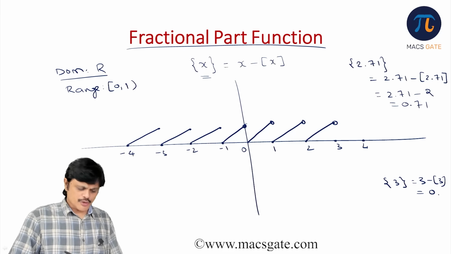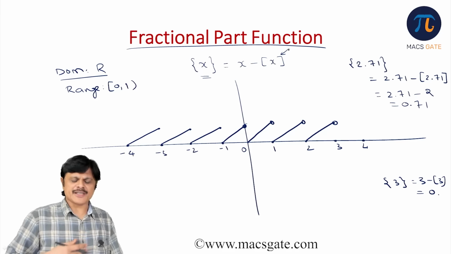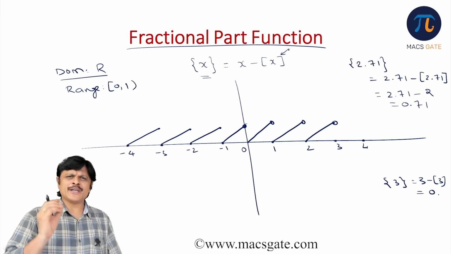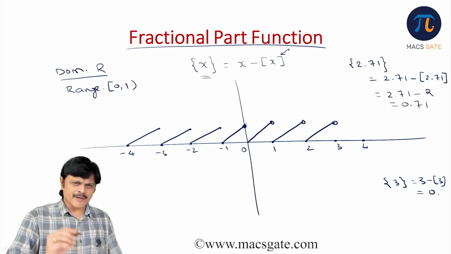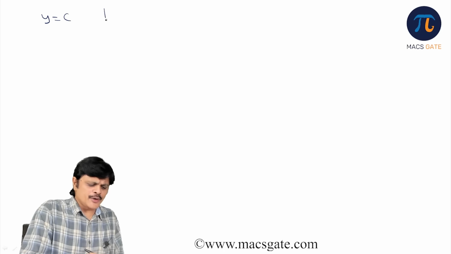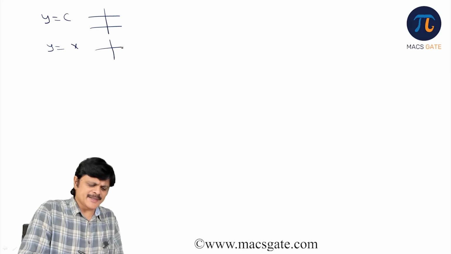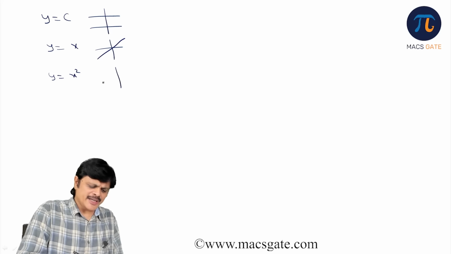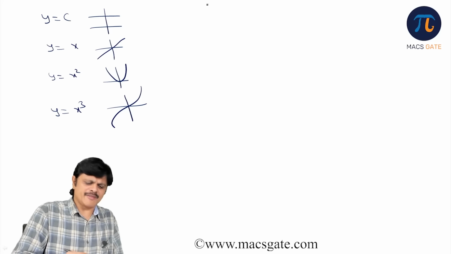So the previous one is the greatest integer function. These are some special functions. At least the minimum function graphs one needs to know. So let me quickly review the graphs. We need to understand like this: y is equal to constant means a line parallel to the x-axis. y is equal to x means a straight line passing through the origin. y is equal to x square is a parabola. y is equal to x cube means the cubic function.